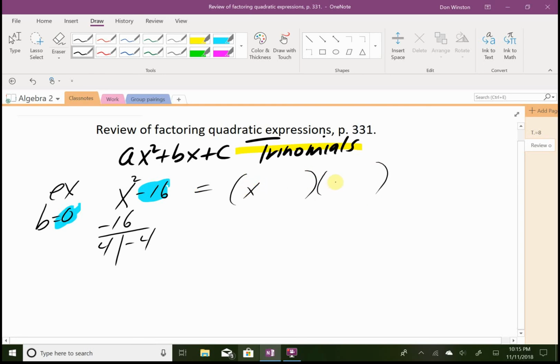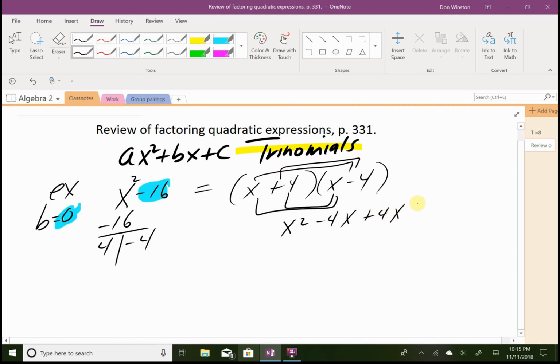So x squared minus 16 just factors into the product of two binomials. x and then x. So x times x is x squared. And then I have a positive 4 and a negative 4. So x times a negative 4 gives me minus 4x. And then 4 times x gives me a positive 4x. And then positive 4 times negative 4 gives me negative 16. See, what happens is the middle terms drop out. They become 0. So I'm left with x squared minus 16, and that's what I started with.